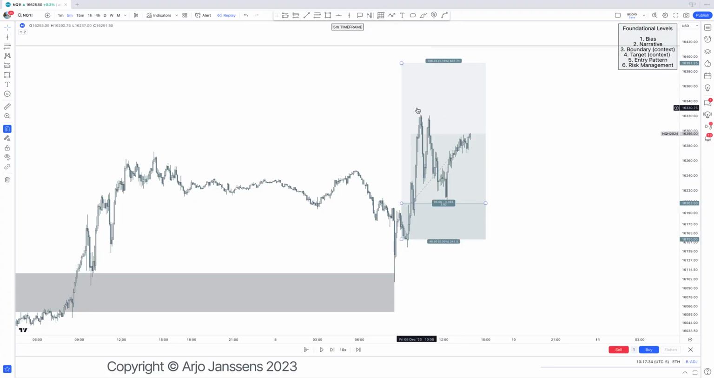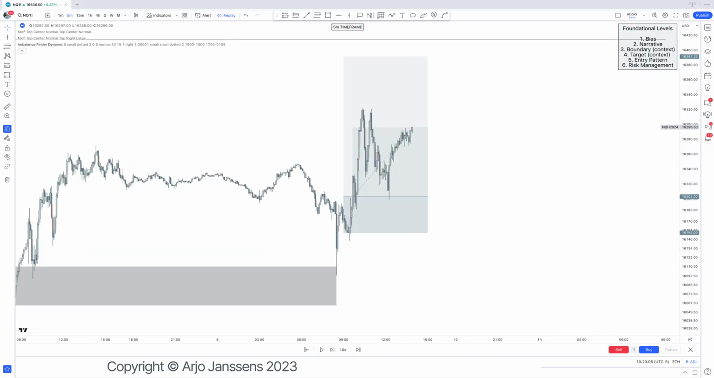So in all those steps, in narrative, which is also the boundary, it's the same thing basically. That is one step, I count that, and that I count as one alert. Then you have the entry pattern, where you use alerts. You have your risk management, where you now also use alerts to minimize your chart time right there. Now, let me actually show you the indicator.